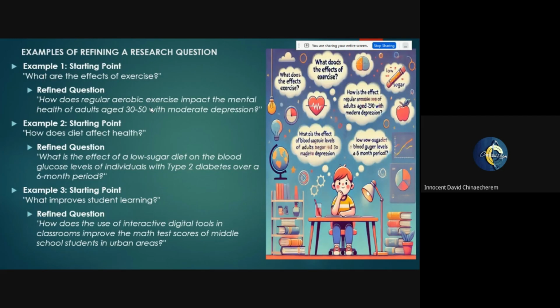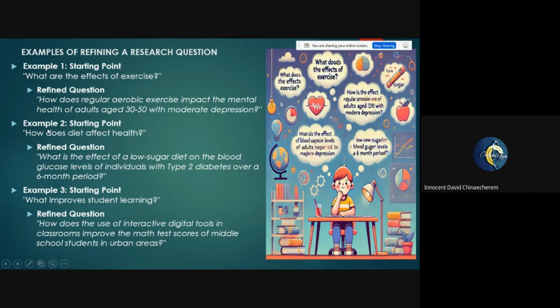Then I also now give examples that for your starting point, right, you can actually say what are the effects of exercise. That's a very broad question. Now, for you to refine it, which is narrowing it down, just as we discussed, you could go down to aerobic exercise. How does regular aerobic exercise impact the mental health of adults aged 30 to 50? So here now, there are a lot of things that make it very specific, because you have a well-detailed population group, a well-detailed intervention group, and you also have a well-detailed outcome, depending on your model, which I'm also going to discuss in our future episode.